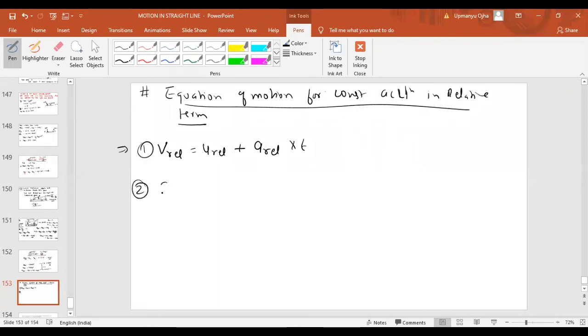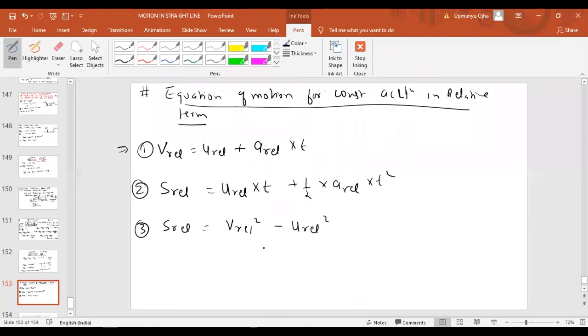Second, displacement in relative terms equals initial velocity in relative terms into time t plus half into acceleration in relative terms into t square. And the third is displacement in relative terms equals final velocity in relative terms whole square minus initial velocity whole square by 2 into acceleration in relative terms. So these are the three equations.